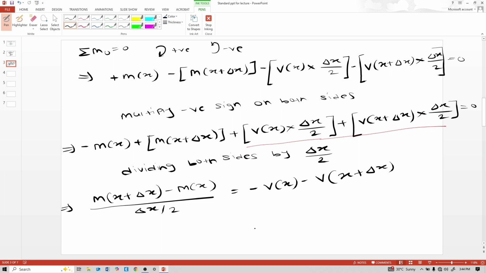So this M of x plus delta x minus M of x upon delta x by 2 is equal to minus V of x and minus V of x plus delta x. So if we take the limit, delta x tends to 0, see this delta x becomes 0. It means here minus V of x and minus V of x is minus 2V of x, and this value gives dM by dx.